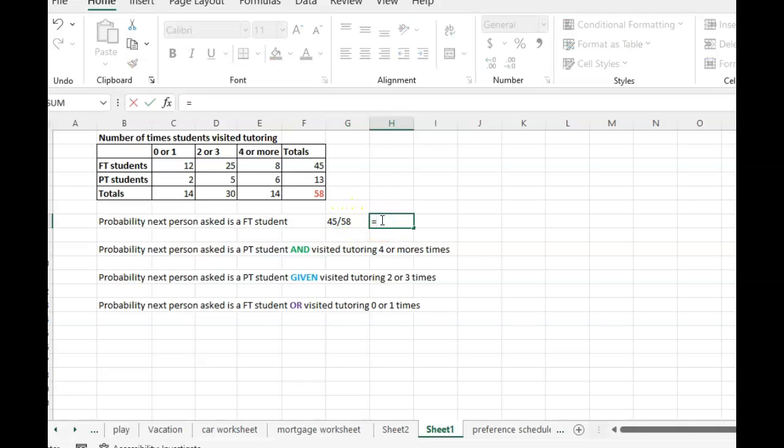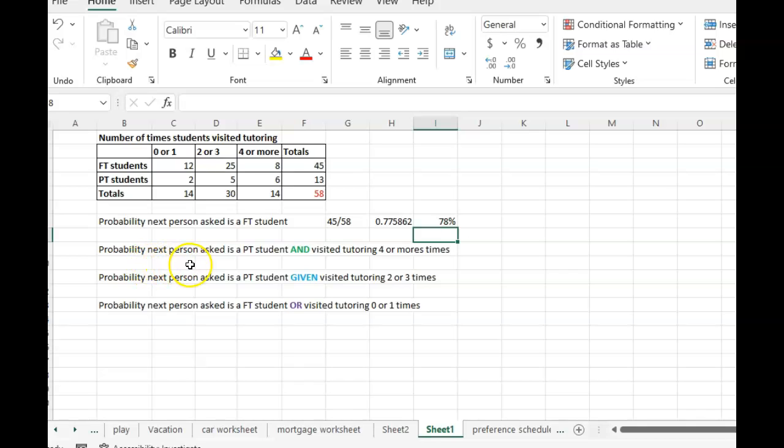And I'm going to do the math using Excel. So I just start with an equal sign. And that gives me 0.775862. Or we could say 77, or we'll say 78. We're going to round it to 78%. So that is the probability that the next person asked is a full-time student.